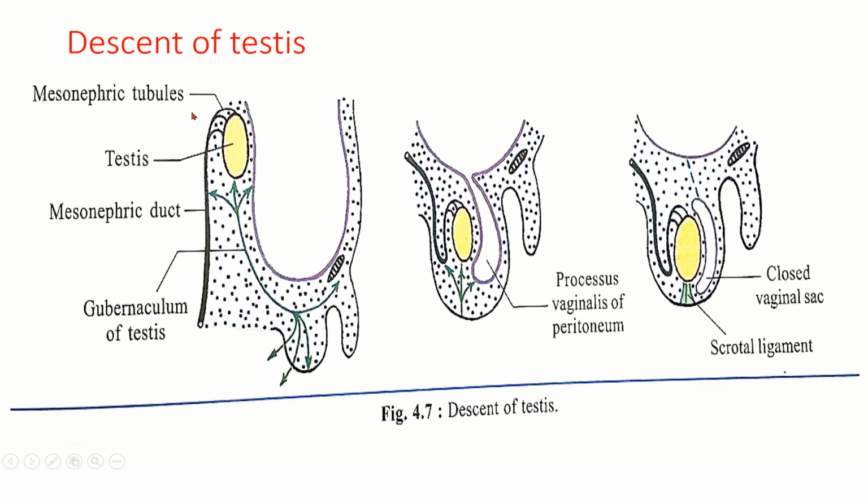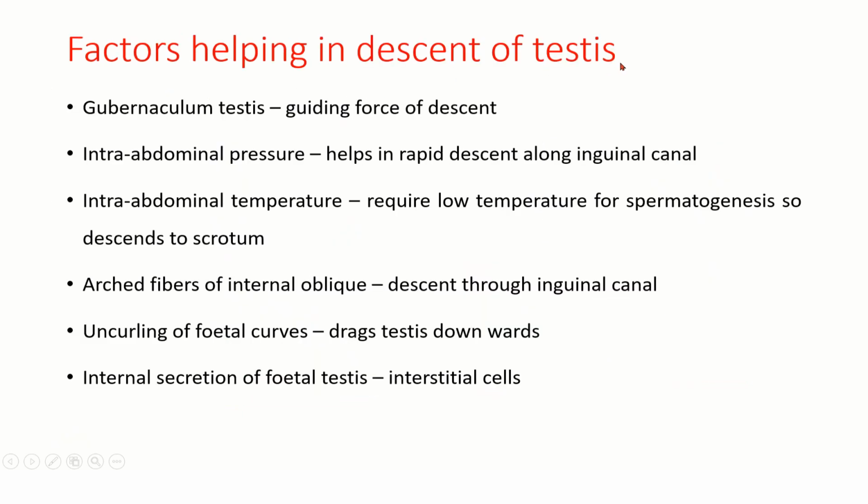And you can see here descent of testis. This is the gubernaculum of testis. It is just acting as a guide for the descent of the testis. You can see here the gubernaculum forming the scrotal ligament. Factors helping in descent of testis are the gubernaculum testis, which is acting as the guiding force of descent. Then intra-abdominal pressure helps in rapid descent along the inguinal canal.